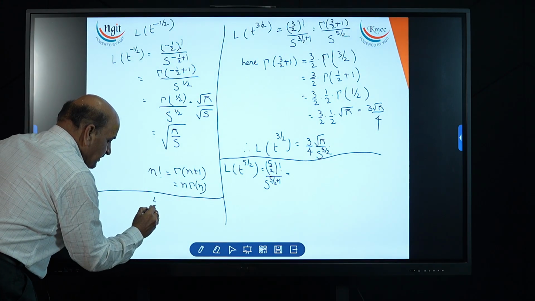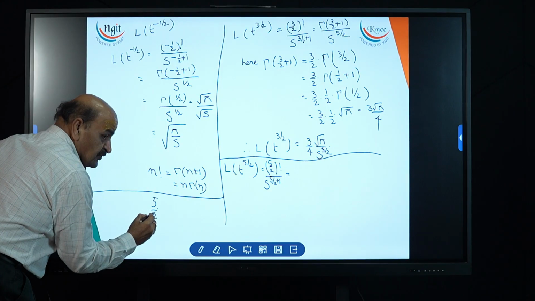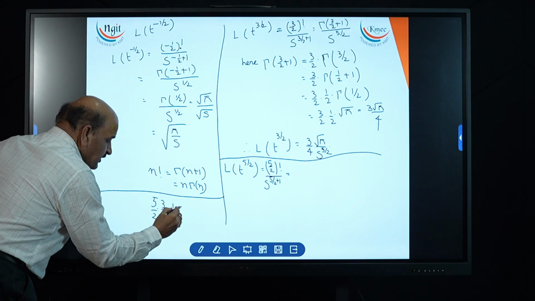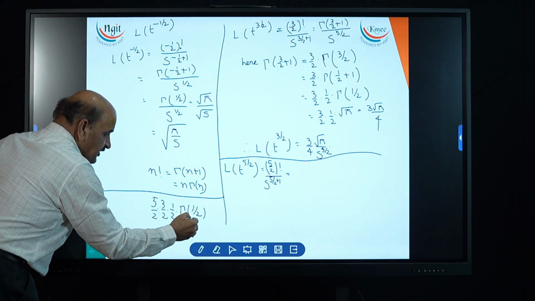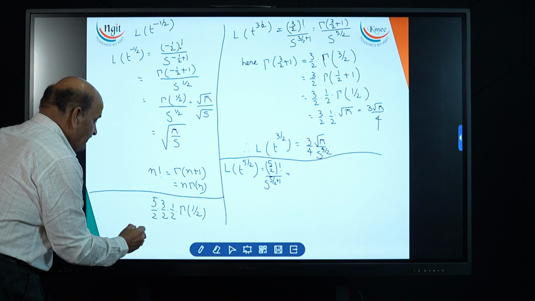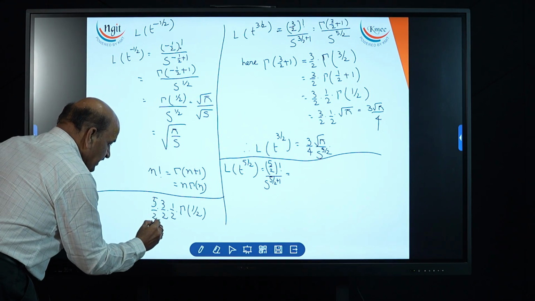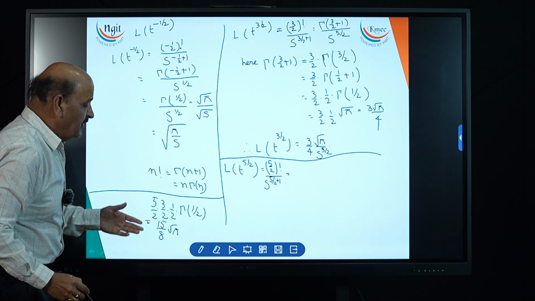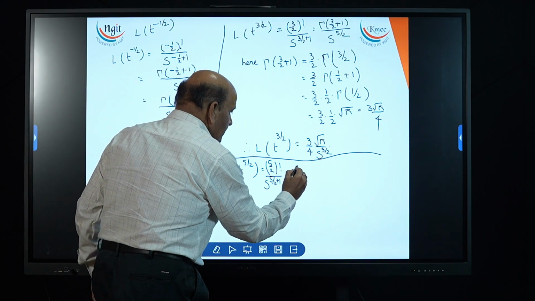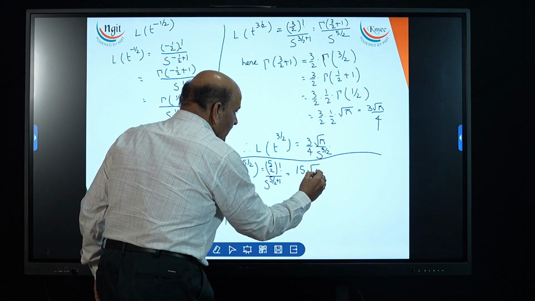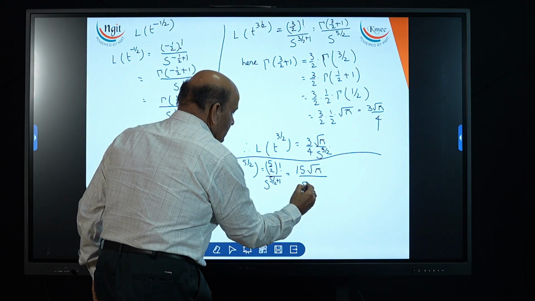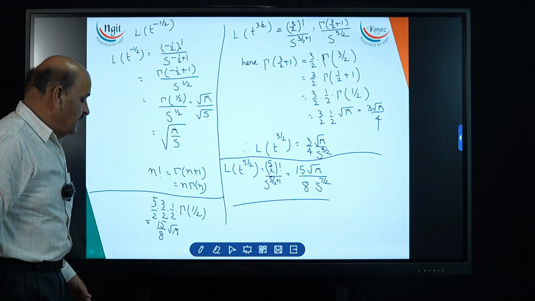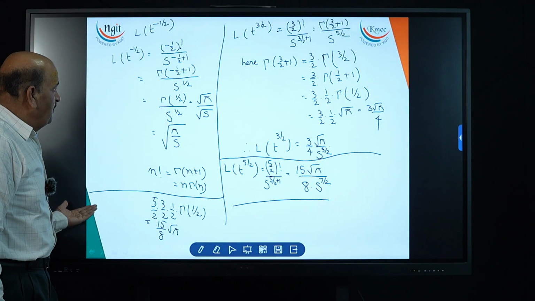5 by 2 means what? You can make it as 5 by 2, reduce 1 minus 1, 3 by 2, minus 1, half, into gamma of half. A direct step you can make. So this will become 5 into 3, 15 by 8, and gamma of half equals root pi. Direct formula. So this is equal to 15 root pi by 8 into s power 7 by 2. This is the output.